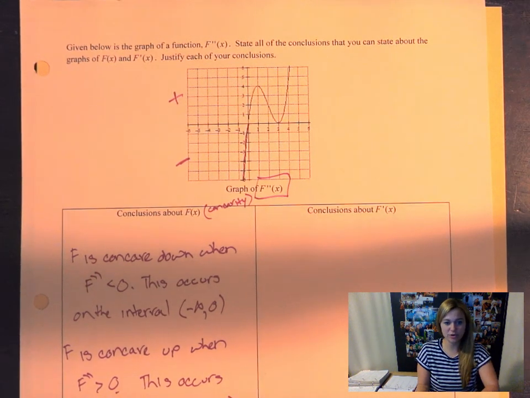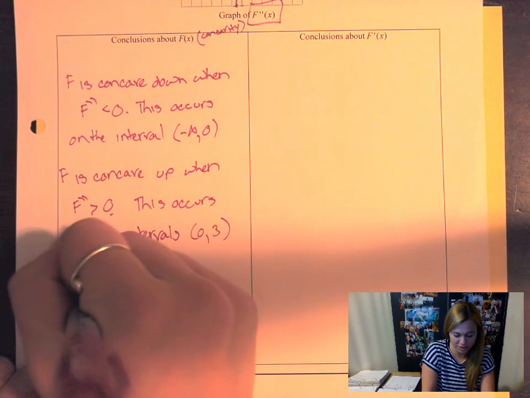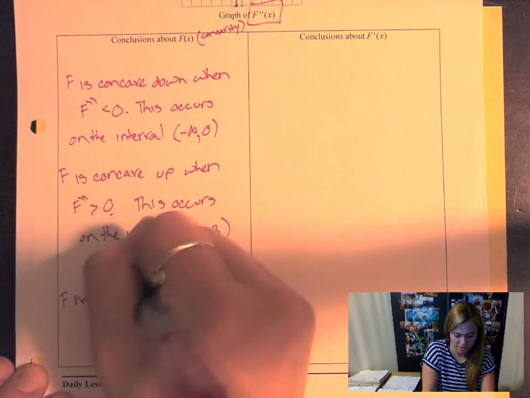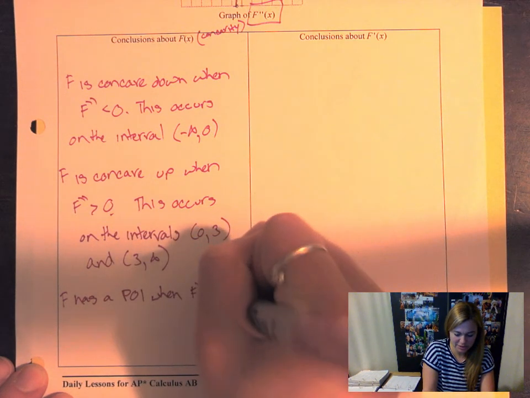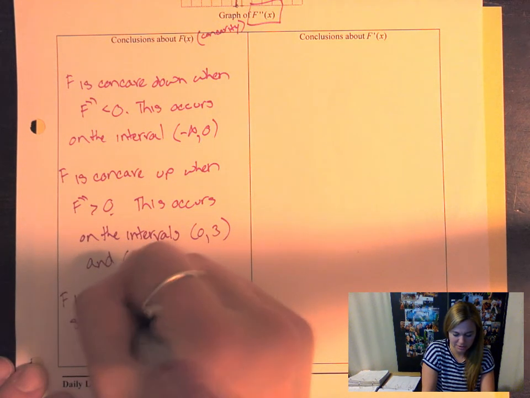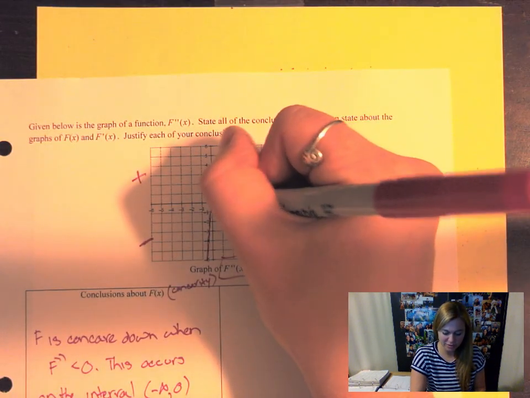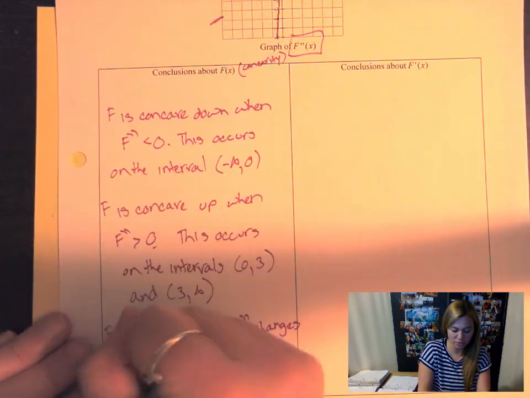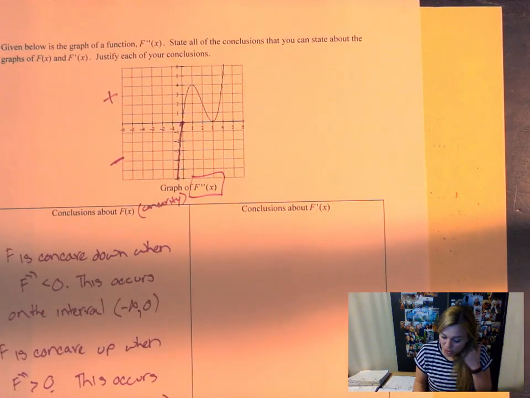So much stuff. Okay. The other thing that I'm going to say is f has a point of inflection when f double prime changes signs. This occurs at the only place where I can see it going from positive to negative or negative to positive. I don't have to worry about the other place because it's not changing signs. That would be at x equals 0. Okay, one more. We can do it.